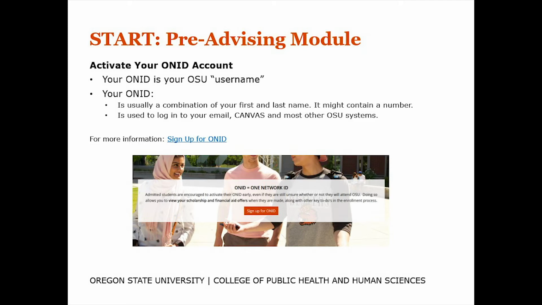You use this ONID to log into your email, to log into Canvas, and for most OSU systems. So if you are planning on applying to live on campus, if you are adding money to your meal card, if you are, again, sending an email, you're going to use your ONID.